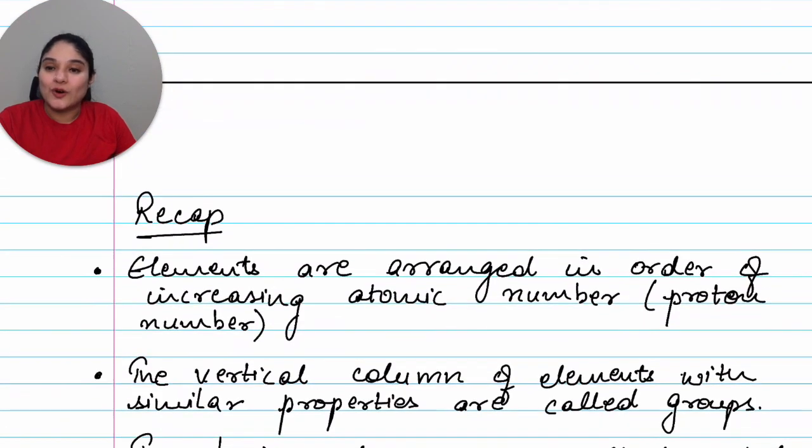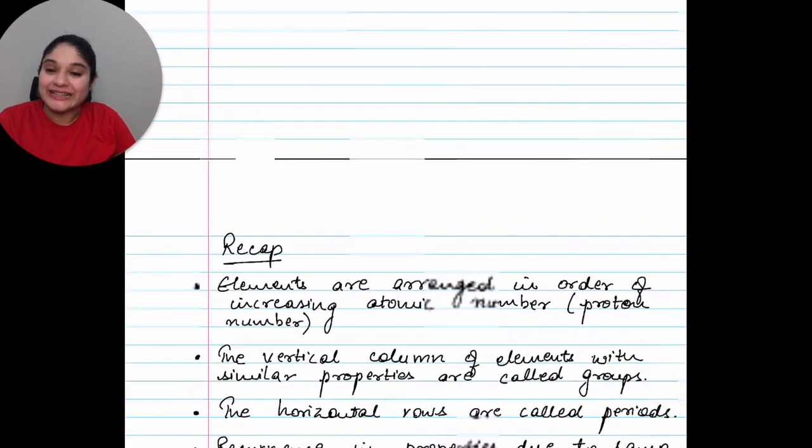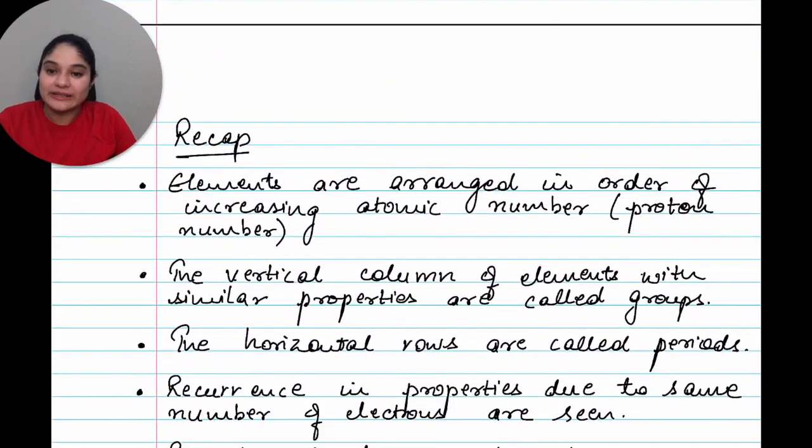Now, let's move on to the last portion for today, that is recap. So, in recap, we'll just quickly go through what we have discussed today. So, the first is elements are arranged in order of increasing atomic number, that is your proton number. Why do we say that? Because when we talk about your electrons number, it is not always the same, because you can also have ions. That is, you can have chlorine minus ion, chlorine positive ion.